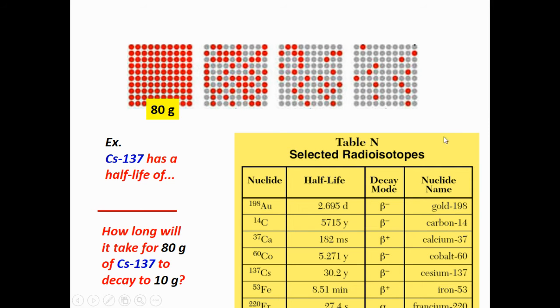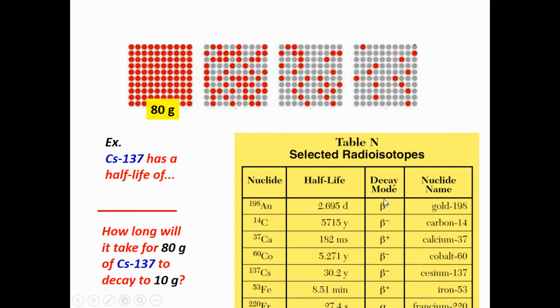Let's look through a couple examples. Table N has a list of a bunch of different naturally occurring radioactive isotopes. It lists their half-life in either days or years or milliseconds or minutes or seconds, etc. Decay mode, you might have learned about already. You might be teaching yourself from the hyperdoc.